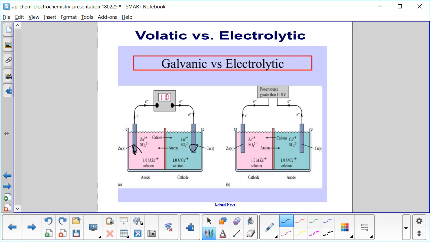Whereas on the right, we have the reverse happening, the electrolytic process. And you can see we have some power source that's greater than the 1.10 volts. And we force the reaction to go in the opposite direction. So now this would be the anode, and this would be the cathode. So they're switched in an electrolytic process.